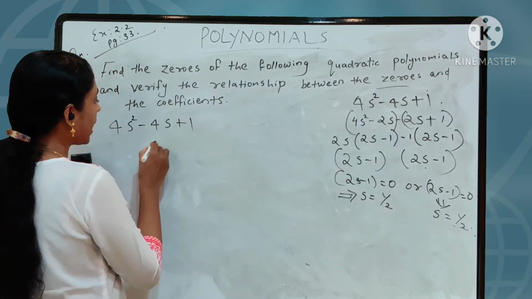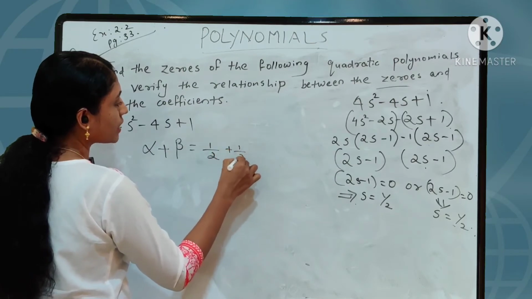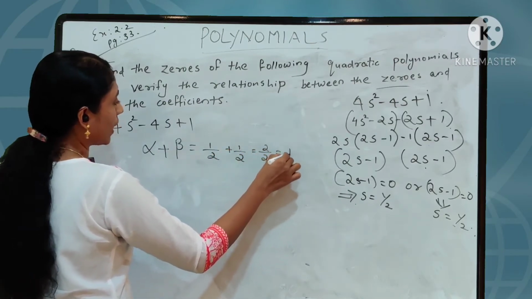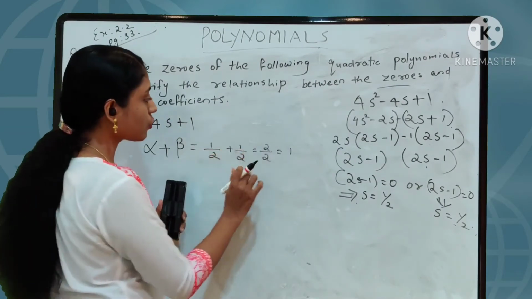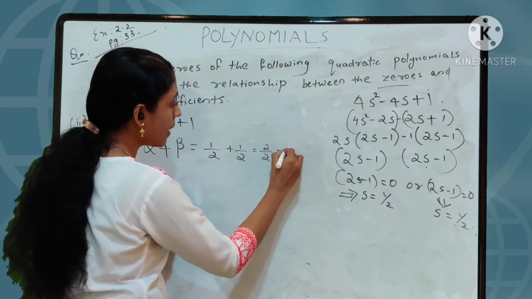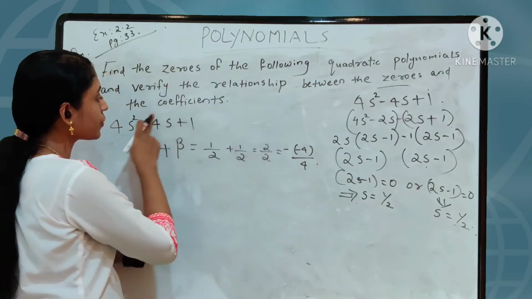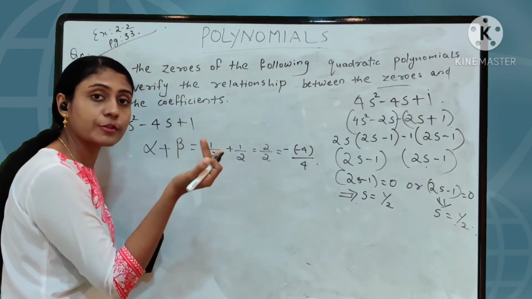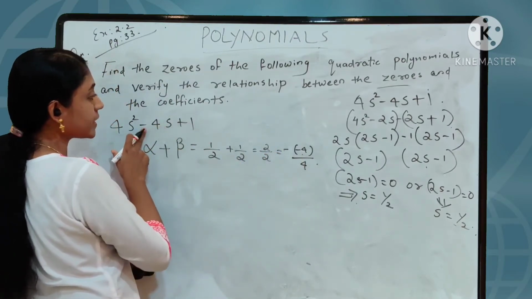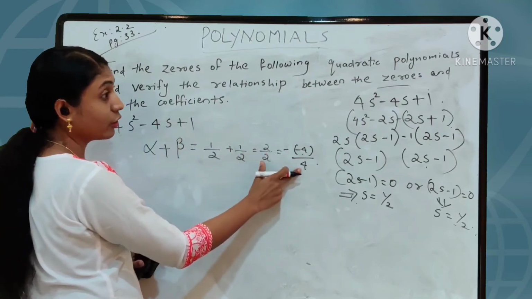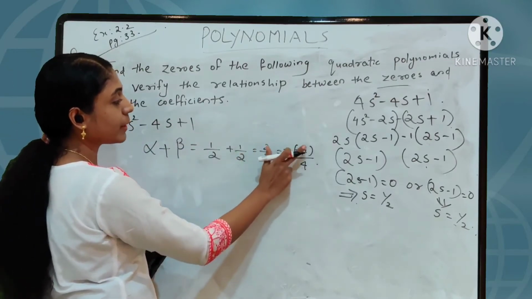Now we can check alpha plus beta, the sum of the zeros, is equal to 1 by 2 plus 1 by 2, which is equal to 2 by 2, which is equal to 1, right? But we have to get the minus b by a form. So we can write this 2 by 2 as minus of minus 4 by 4. Why? Because in order to get the form negative of coefficient of x divided by coefficient of x square: negative of coefficient of x is minus 4, divided by coefficient of x square, which is 4. So we got minus of minus 4 by 4.